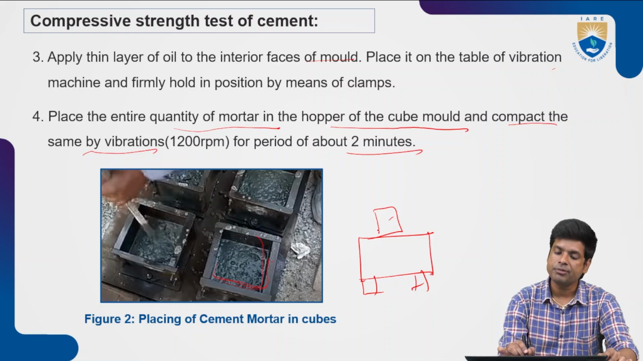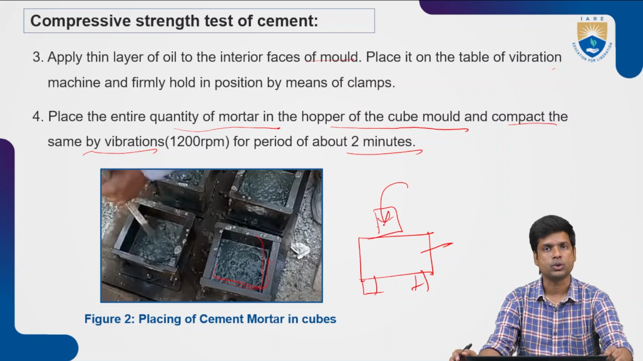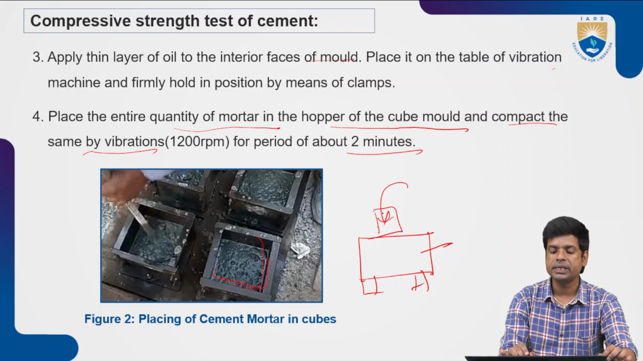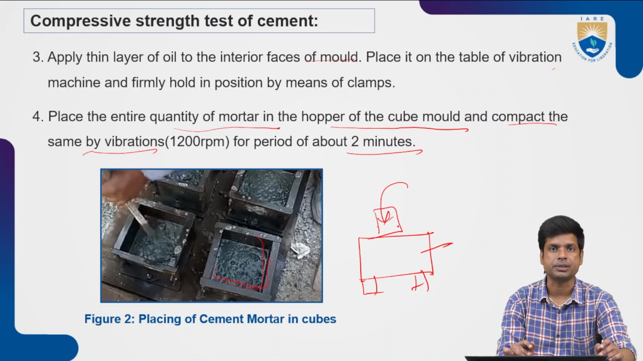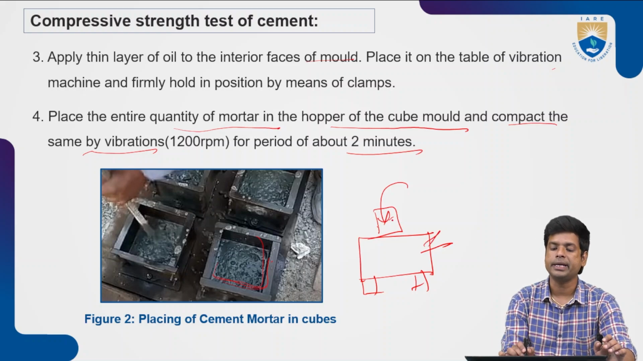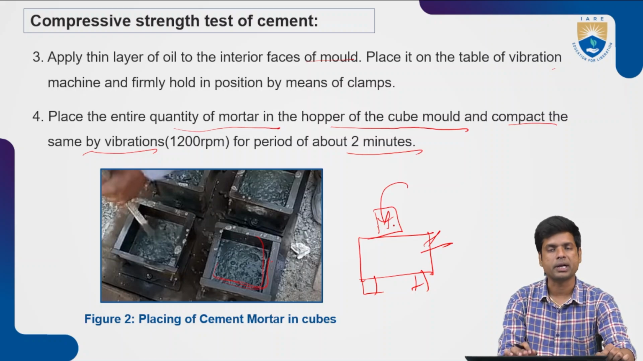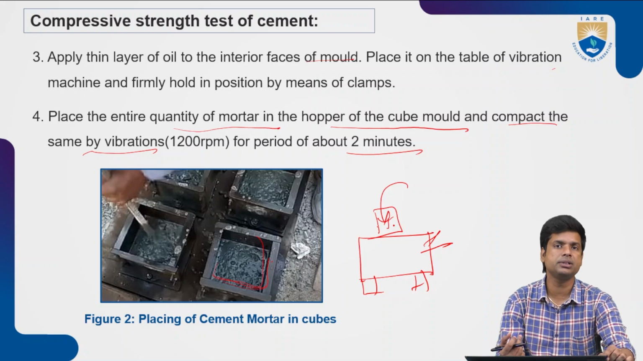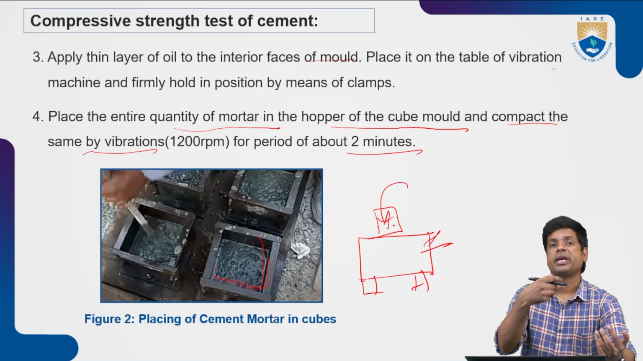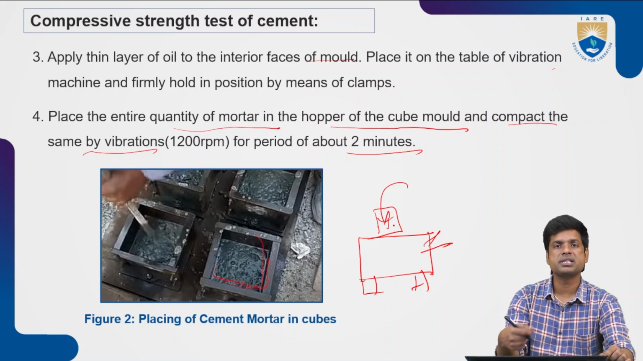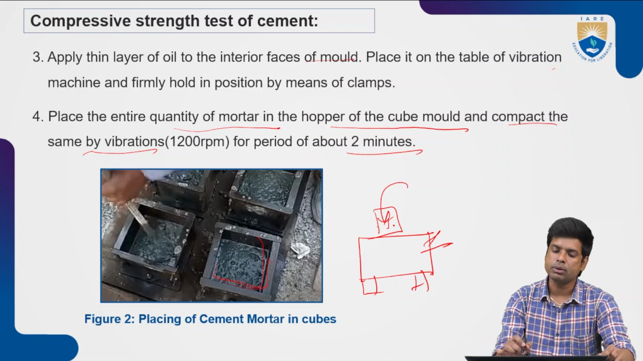After placing the cube mold on the vibrating machine, place the total quantity of the mortar in the cube mold, then apply compaction by means of vibration. Just switch on the machine and it will compact the cement mortar placed in the cube mold, so that the air voids which are trapped during the mixing time or the placing time will be eliminated.